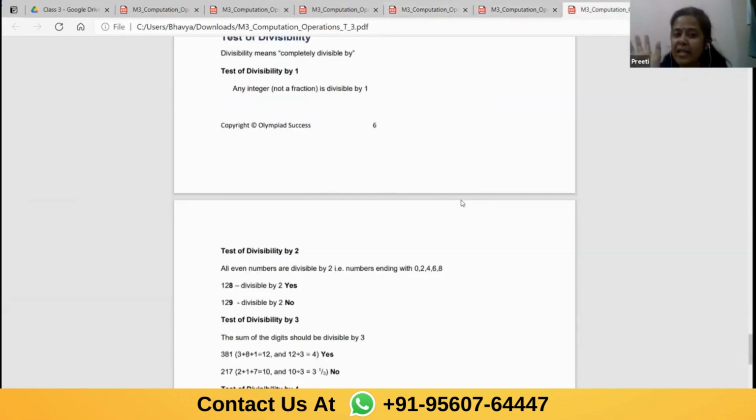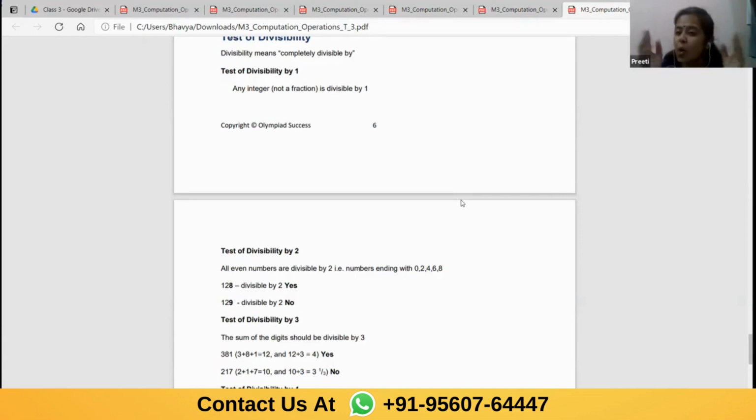See children, all the numbers are divisible by 1. We all know that. Yes, ma'am. Right. Now, to check whether a number is divisible by 2 or not, a simple rule is that we check the ones place of the number. If the ones place of the number is 0, 2, 4, 6 or 8, then that number is divisible by 2. Simple.